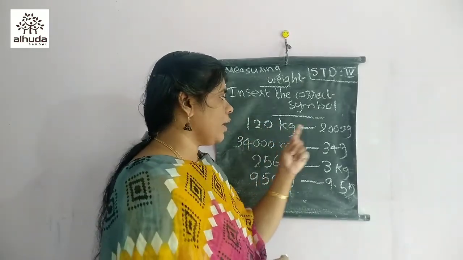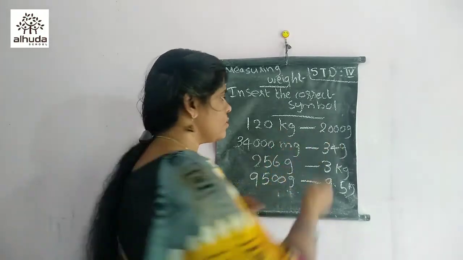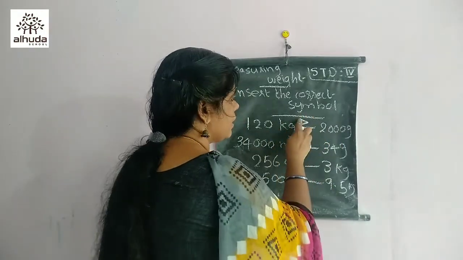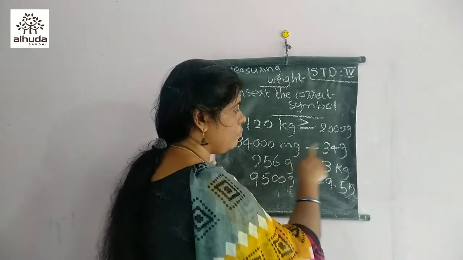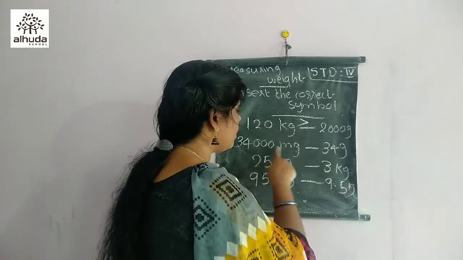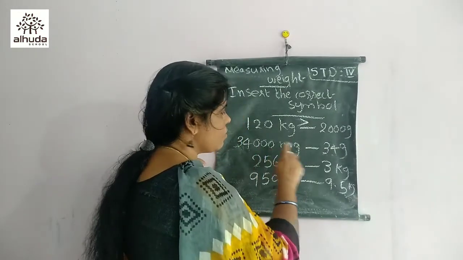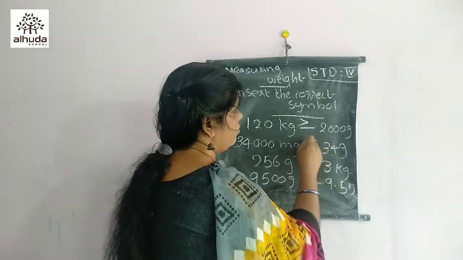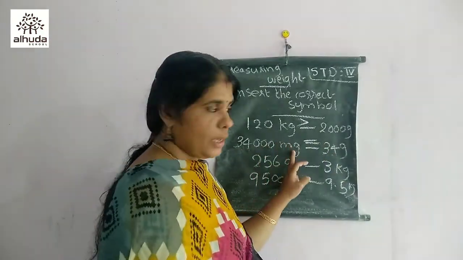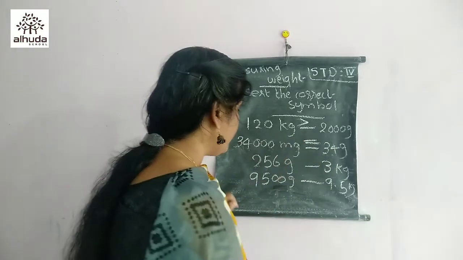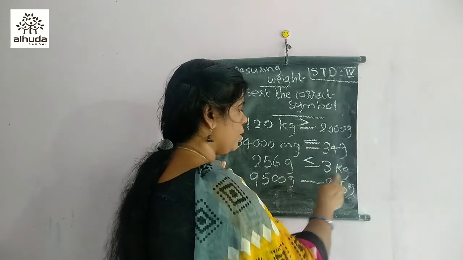Here 120 kilogram, 2000 gram. We can easily say that because kilogram is higher than gram. So that is greater. 120 kilogram is greater than 2000 gram. Then 34,000 milligram, 34 gram. 34 gram is how much milligram? So 34 gram is equal to 34,000 milligram. So both are same, so equal. Here 256 gram, 3 kilogram. That is less than, gram to kilogram.